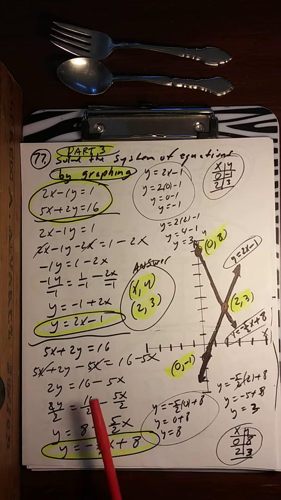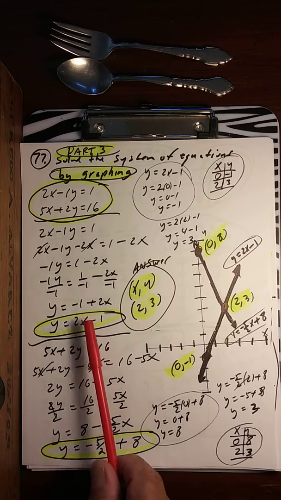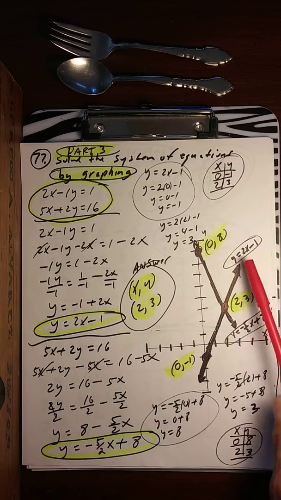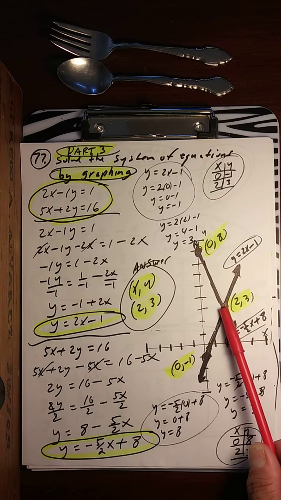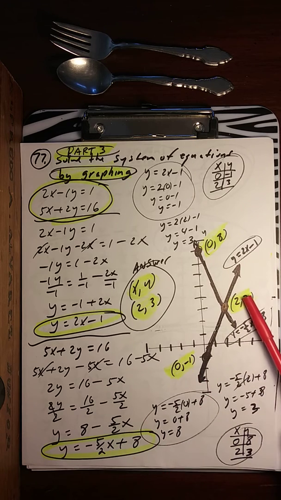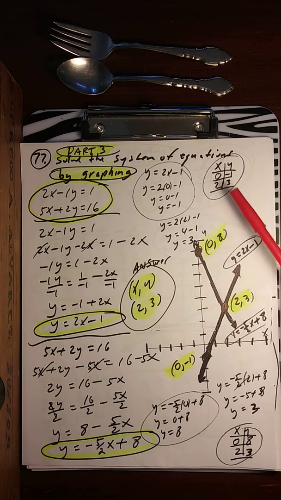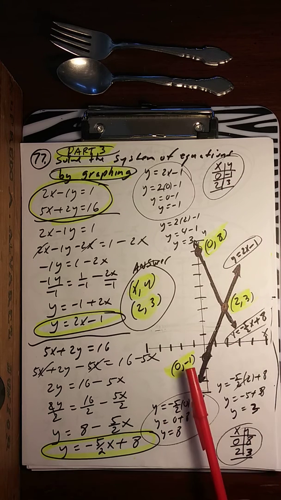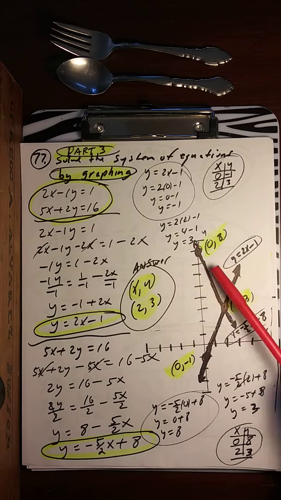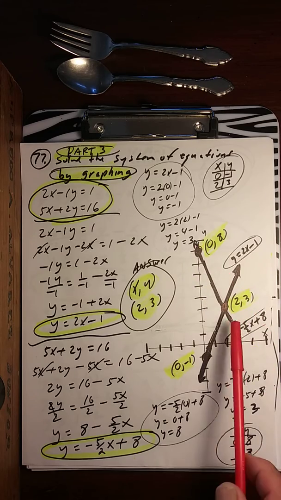So now, put this in your graphing calculator, y1, y2, and what's going to happen, you're going to see that they intersect right there. They intersect at (2, 3) for this graph and (2, 3) for this graph. And the other points, (0, negative 1) and (0, 8), belong to the other graphs. But they intersect right there, (2, 3).